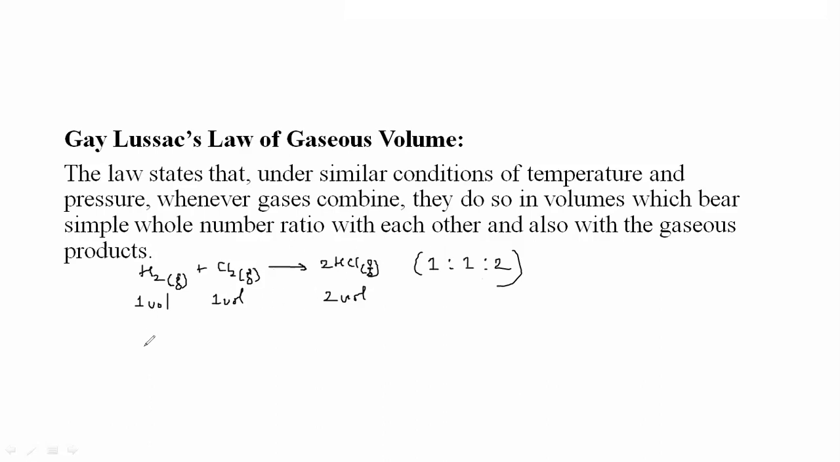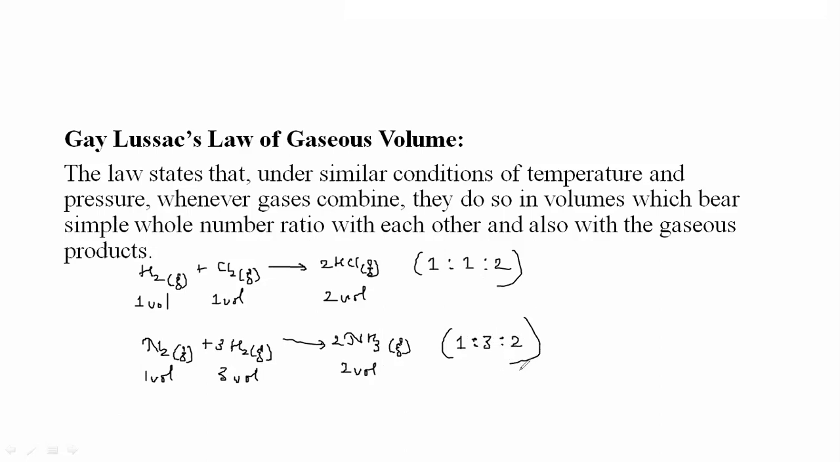Or you can take one more example. Nitrogen gas combines with hydrogen gas to give ammonia, NH3 gas. So balancing 2 and 3 here. How many volumes? I've taken one volume, here there are 3 volumes and here I'm getting 2 volumes. So what is the ratio? The ratio is 1:3:2. So it is the simple whole number ratio.